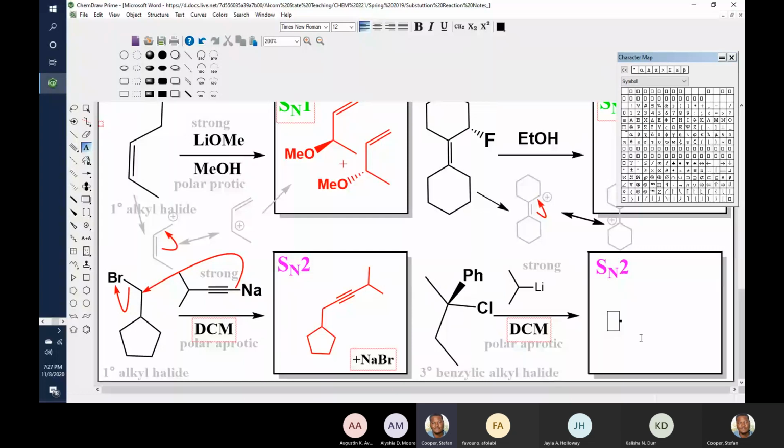Anybody? I got the same thing on the left, but I changed my wedge to a dash. What? You said there's no reaction. You can never do an SN2 at a tertiary alkyl halide. Oh, okay. Keep that in mind.